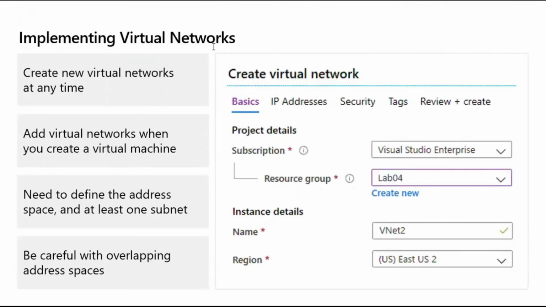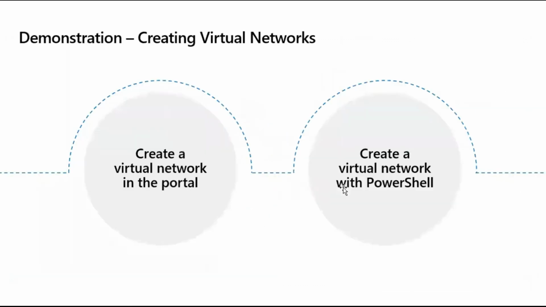Now, implementing virtual networks. Create new virtual networks at any time. Add virtual networks when you create virtual machines. You need to define the address space and at least one subnet. Be careful with overlapping address spaces. When you create the virtual network, you need to provide a name, VNet, and area. So we're going to create this one and later have a look at how it works.